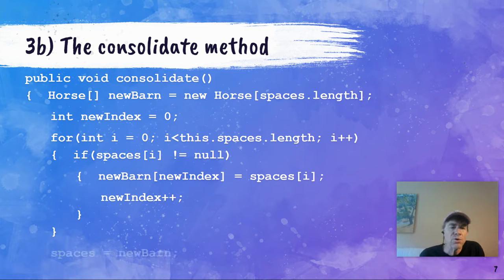If I do a reassignment of spaces to new barn, that's saying I want you to point to this one now. That is a legal thing to do. Both arrays of horses were good, and that's it. Don't return it. So that's one way of going about it.